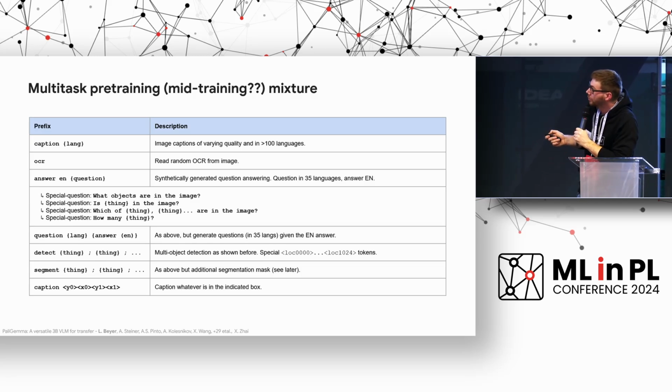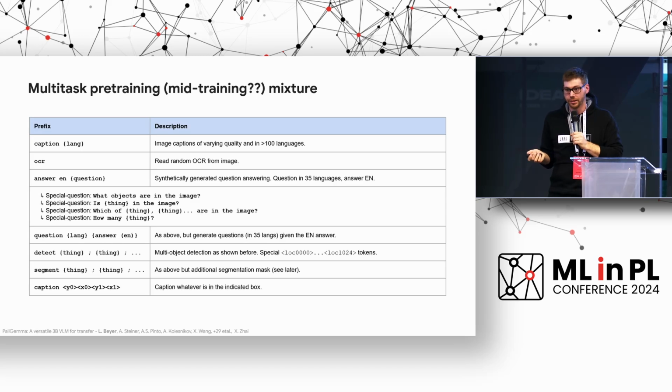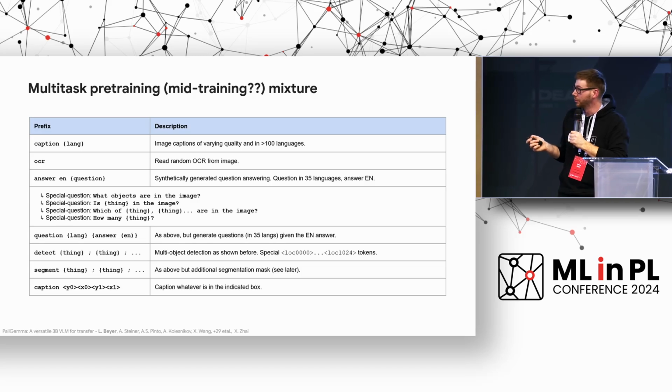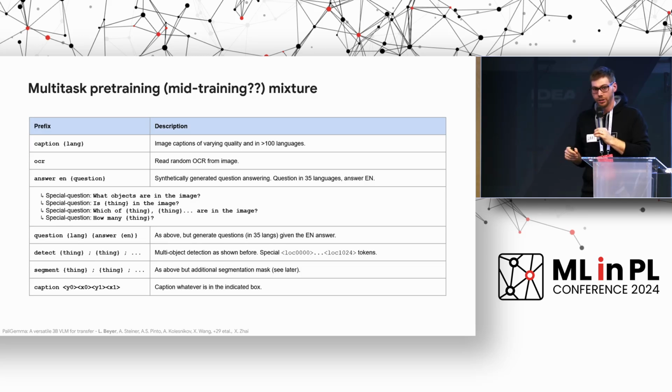I didn't put the order of magnitudes. So one thing that I said is captioning. That's very easy. I just described how you can get a lot of data for this. So this is also by far the largest fraction of this data mixture. Then if you have an OCR service, classical computer vision OCR methods are really good already.